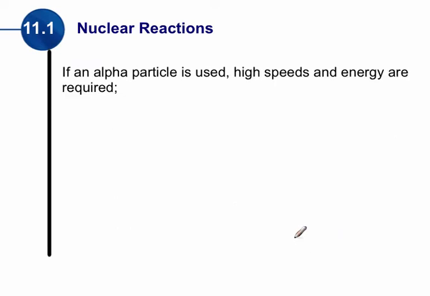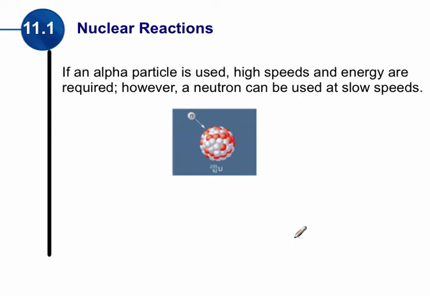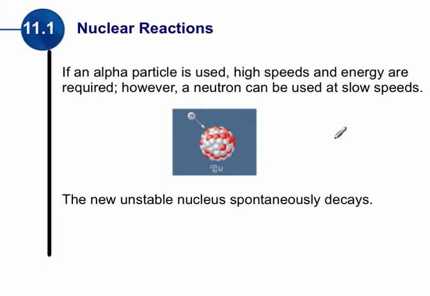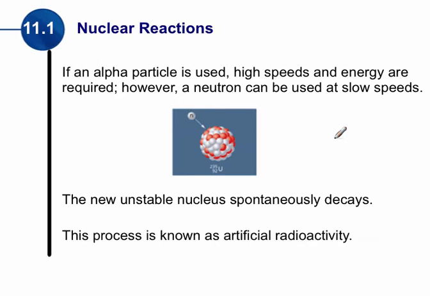Now, if an alpha particle is used, very, very high speeds are required. High speeds and energy are required to get that alpha particle into the nucleus. It has a positive charge. It takes a lot of work, a lot of energy. However, a neutron can actually be used at slow speeds. A neutron has no charge, and if it's fired at the nucleus, it will just get absorbed, becoming an unstable nucleus. And that unstable nucleus then spontaneously decays. It is radioactive. This type of radioactivity is called artificial radioactivity. We have created something artificially that is radioactive.